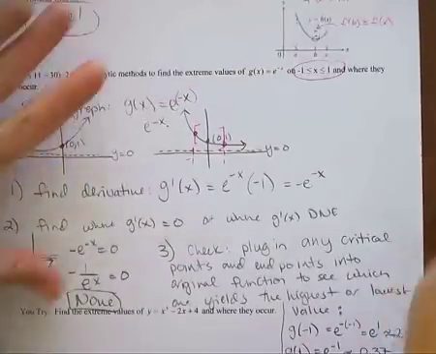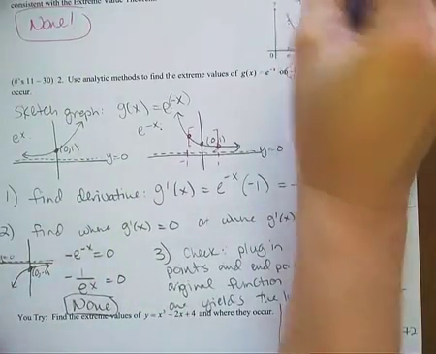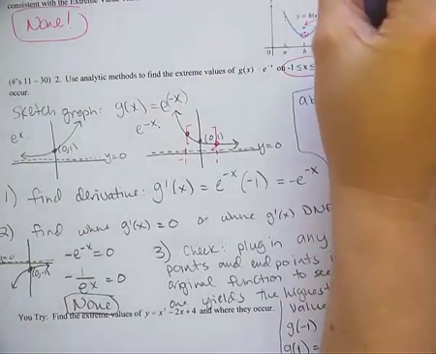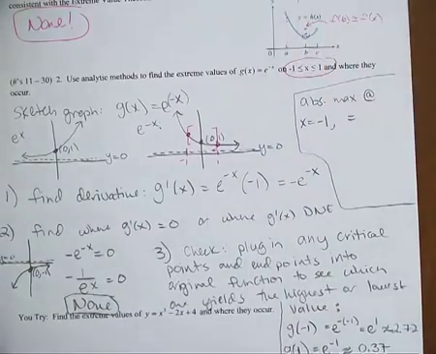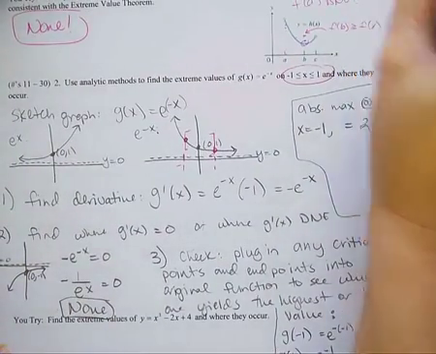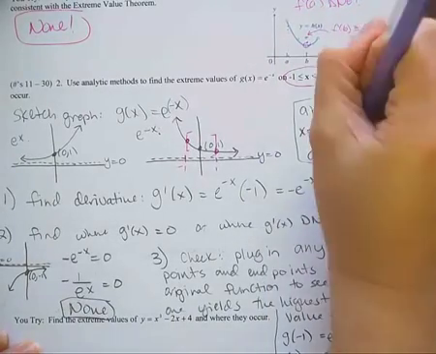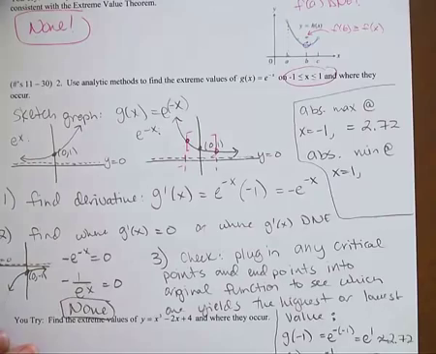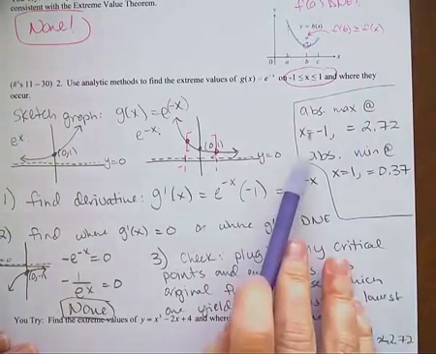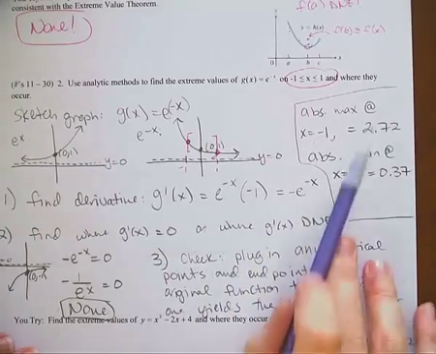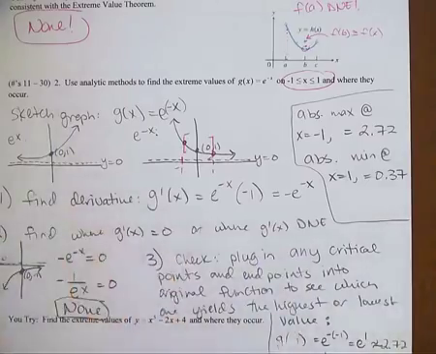So let's write the answers up here. So absolute max at x equals negative 1 and it equals 2.72, and then an absolute min at x equals 1 and it equals 0.37. So remember, where the max is the x value, what the max is the y value. And so this would be our answer for example 2.